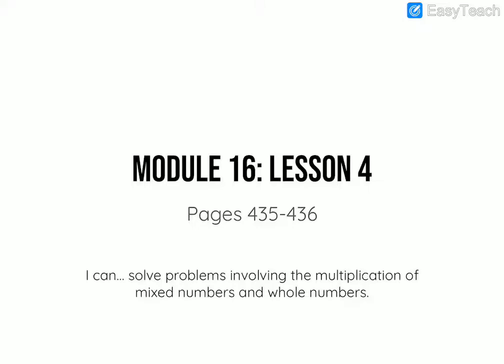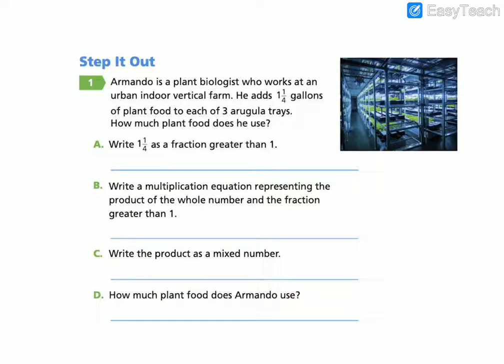Welcome to Module 16, Lesson 4. In this lesson, we're going to work on solving problems involving the multiplication of mixed numbers and of whole numbers. We're continuing to expand our knowledge of how to multiply a fraction by a whole number. So let's look at our first problem.